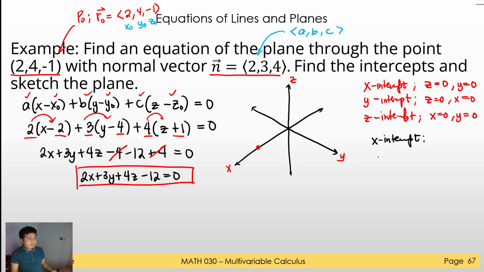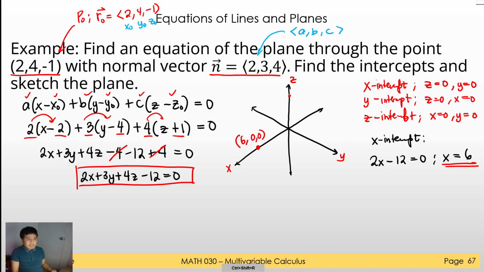So this will be 2x. We substitute 0 to y and z. So this will be 2x minus 12 is equal to 0. Therefore, x is equal to 12 over 2. So this will be 6. So we have here the coordinate x, y, z: 6, and then 0, and then 0.